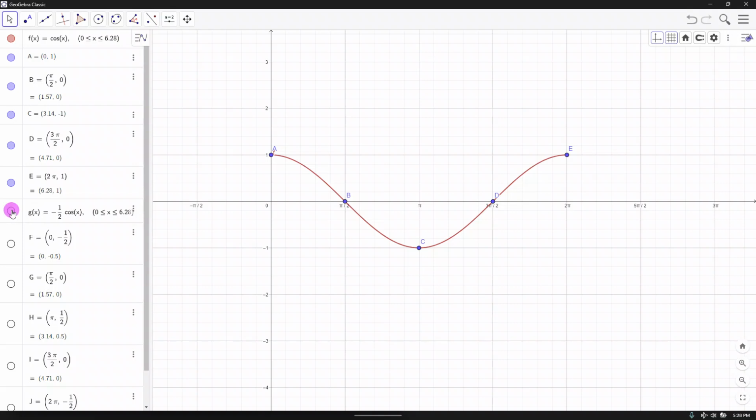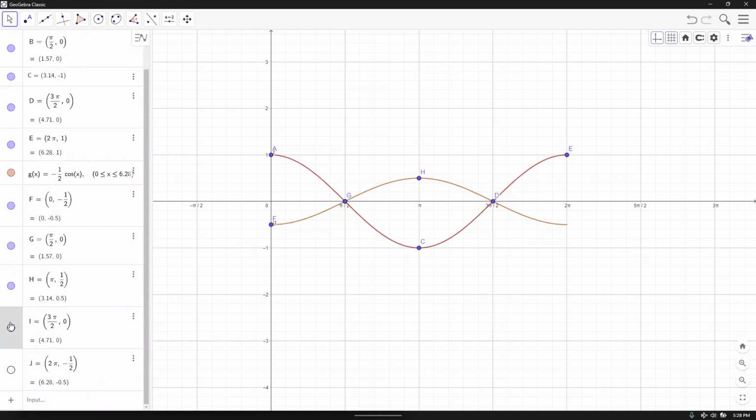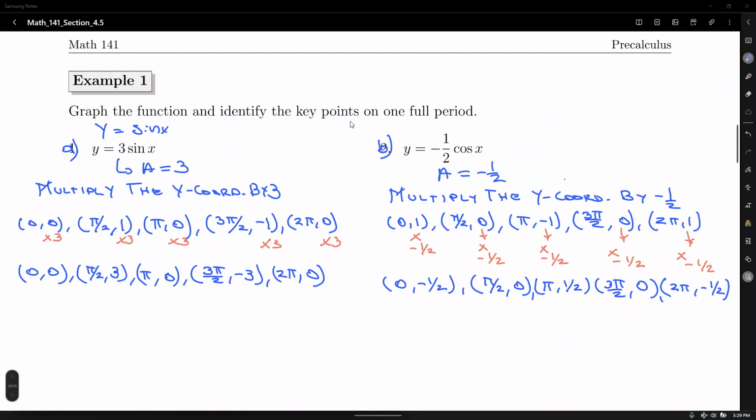Anyway, so this will be the graph. So that is shrunk by a factor of a half, and it's also upside down because of the negative. Let's also plot the key points, okay? And that is the graph of the second function in the example. Now let's go back to the notes, all right? So back to the notes right here.